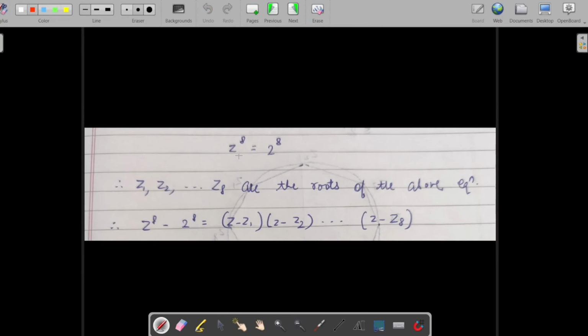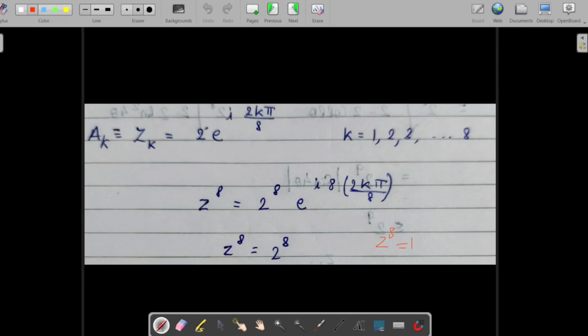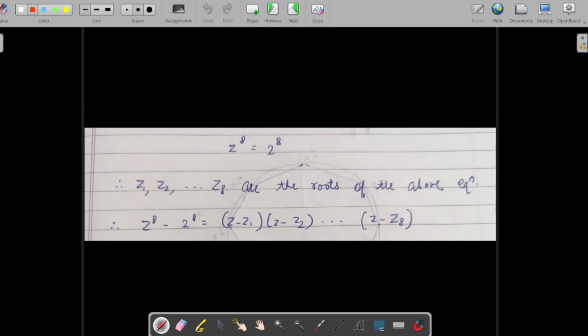So finally we have z raised to the power 8 is equal to 2 raised to the power 8, and these are the roots of the above equation because it came from this, right? Because z_k is of this form, so we have come to this from this only. So these 8 values would be the roots of this equation, and we can convert that equation into an identity by just writing out the factors like this. Remember that when you write it like this it becomes an identity because these are the roots, so whatever value of z you substitute, it will be true for all values.